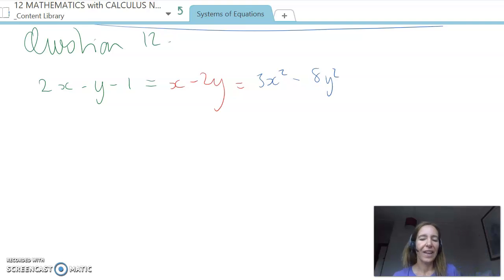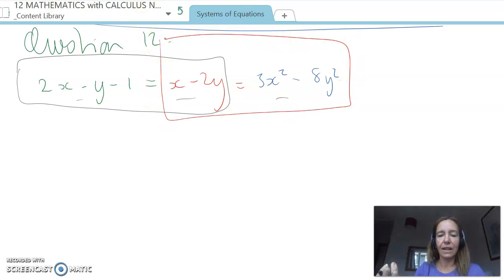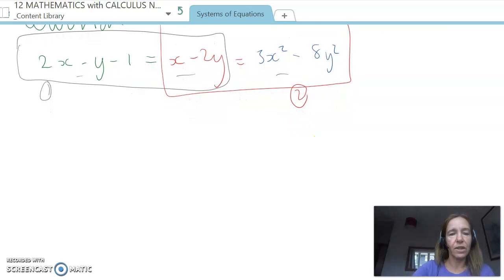Okay, question 12. I guess one of the main things that might be a problem is actually unwrapping the initial question, how it was given to you. Now, if each of these three things are equal to each other, then we can just say this must be equal to that, and this must be equal to that. So there it gives me 1 and 2 simultaneous equations. Let's have a look at those two separately.